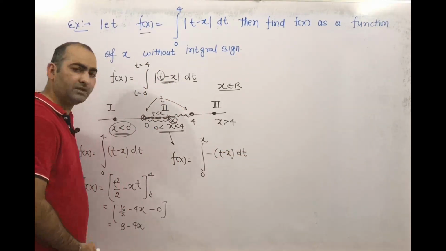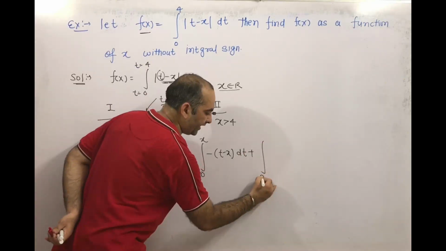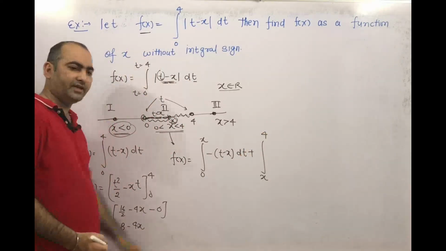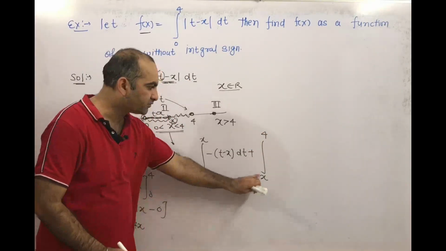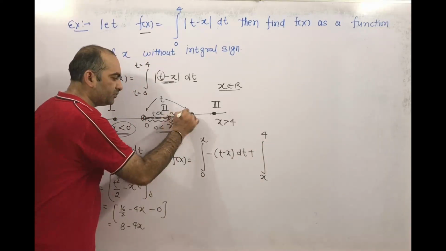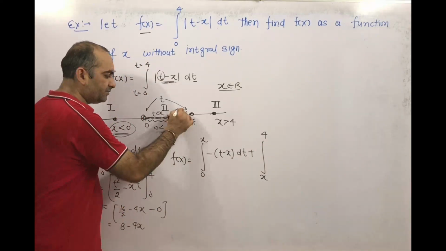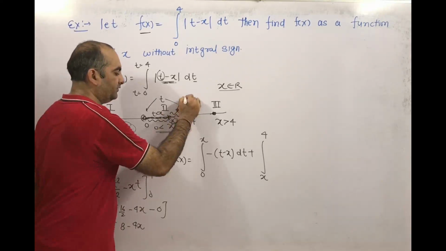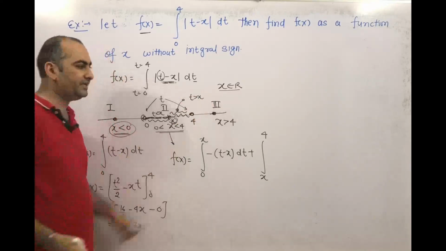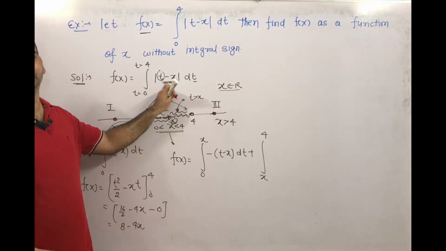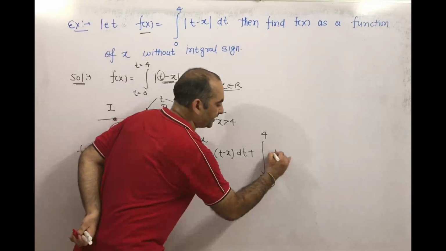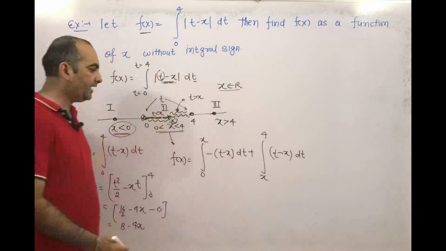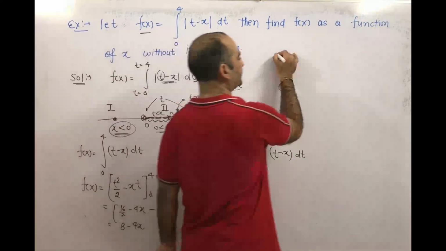Plus the integration from x to 4. Here t lies from x to 4, in this portion, so t is greater than x. If t is greater than x, this value is positive, so here t minus x, dt. Okay, again I will tell: see, 0 to 4 is there.